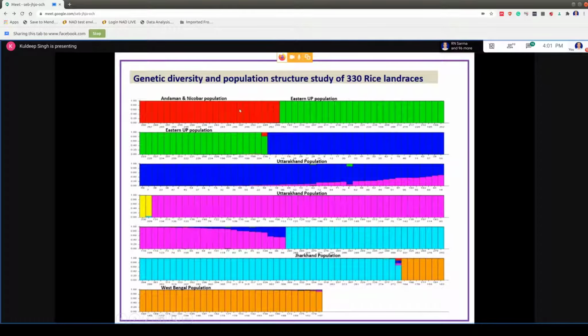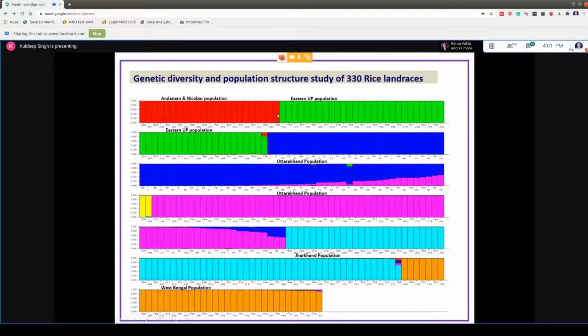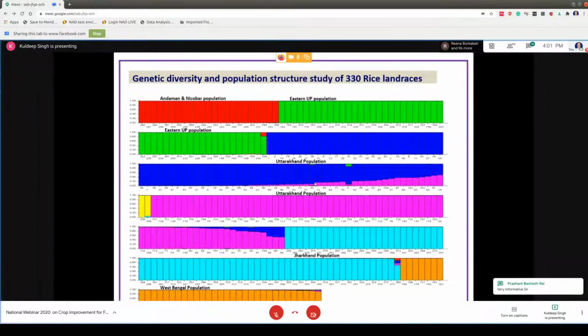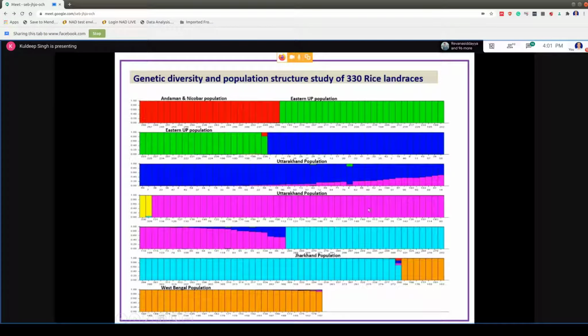And see, the plant breeding students, now this is the germplasm which has come from Andaman Nicobar. This does not share anything with the germplasm which is coming from Eastern UP. Eastern UP germplasm, most of it is really unique, but having some overlap with Uttarakhand germplasm. Most of Uttarakhand germplasm is unique, having a little bit of overlap, and say this germplasm from Jharkhand populations. This smaller experiment gave us an idea that probably the genetic landraces which we have collected from different parts of the country may be unique.